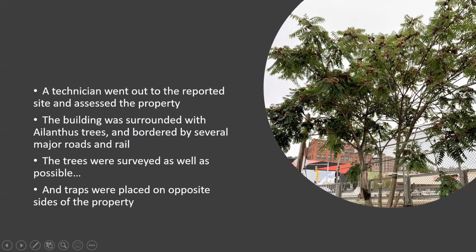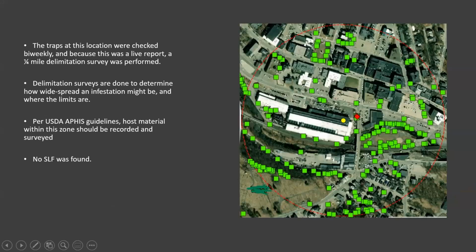So we went out to the property and we assessed it. This is again late July, so it's still nymphal season. We looked at all the trees. The building that it was reported at is surrounded with Ailanthus, and it's also bordered by some major roads in Fitchburg, and the rail line is basically on the property. So they were all surveyed, and then traps were placed on either side of the building on Ailanthus trees. And then they were checked basically bi-weekly from that report, so that was late July.